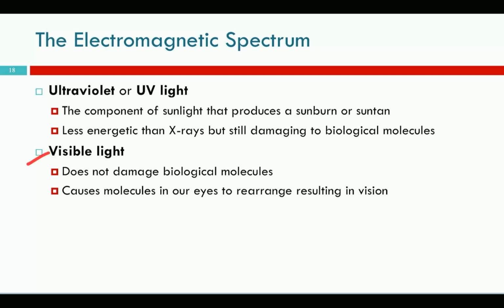Visible light does not cause damage to biological molecules, which is good, because can you imagine if turning on a light bulb also gave you a sunburn? That would be a very bad light bulb. That's basically a very small portion of the electromagnetic spectrum that we can see, and it's actually hitting molecules in your eyes, which rearrange and then send a signal to your brain, and then your brain interprets those signals.